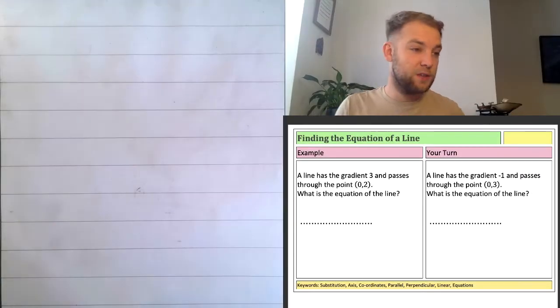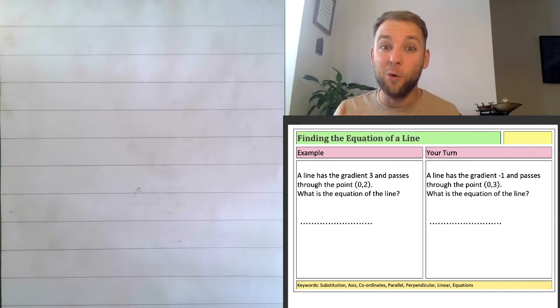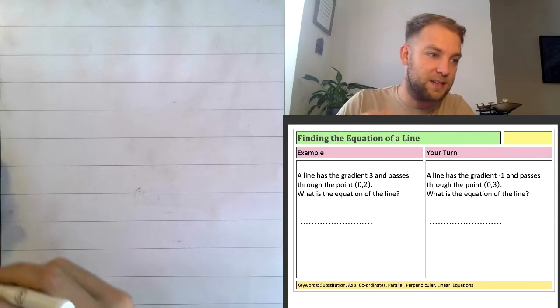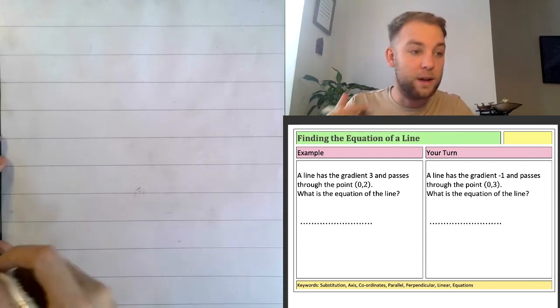Okay, so let's have a look at this one together. Again, I do think this one's pretty easy because it gives you the gradient and it gives you the y-intercept. That's not always going to be the case. So with this one here, it says the line has a gradient of -1 and passes through (0, 3). What is the equation of the line?